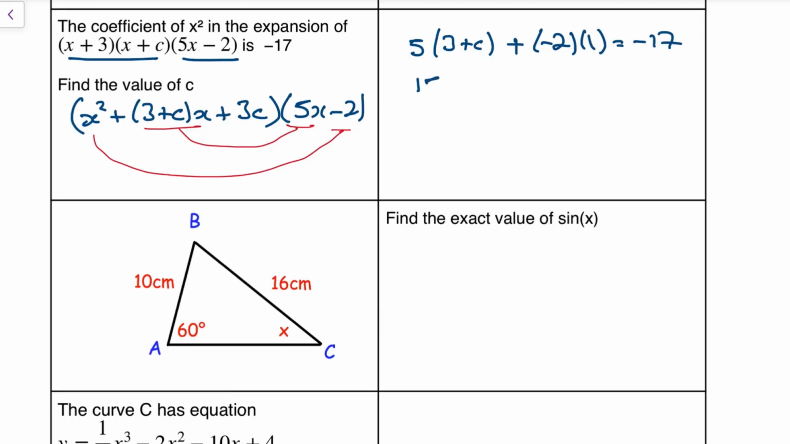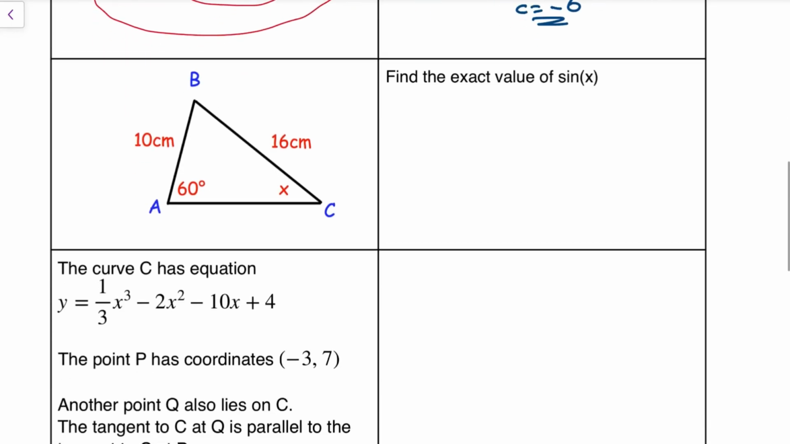5 times 3 is 15, plus 5 times c, minus 2 is equal to minus 17. 15 minus 2 is 13. Take away 30 from both sides gives me minus 30 is equal to 5c, which means that c is equal to minus 6. What a deceptively difficult question, but a good question.